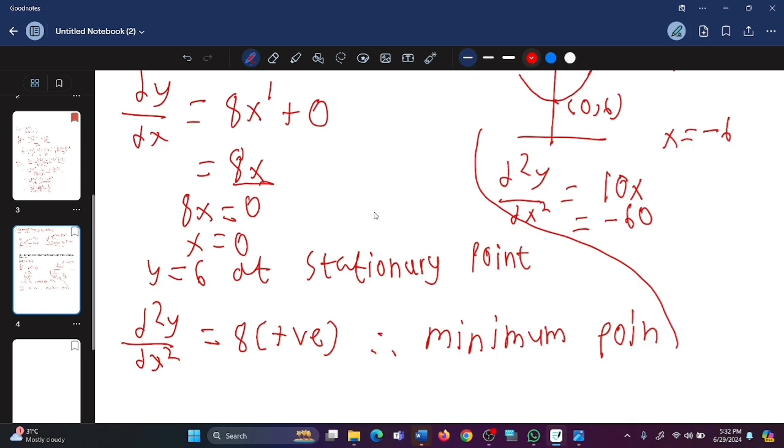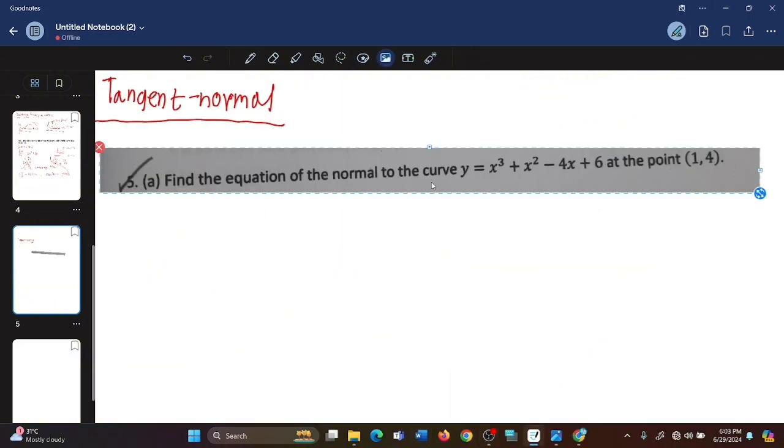This was all about stationary points. Let's move on to the next topic, which is tangent and normal. This is not a complicated topic. This is a very easy topic actually. So let's look at a question.